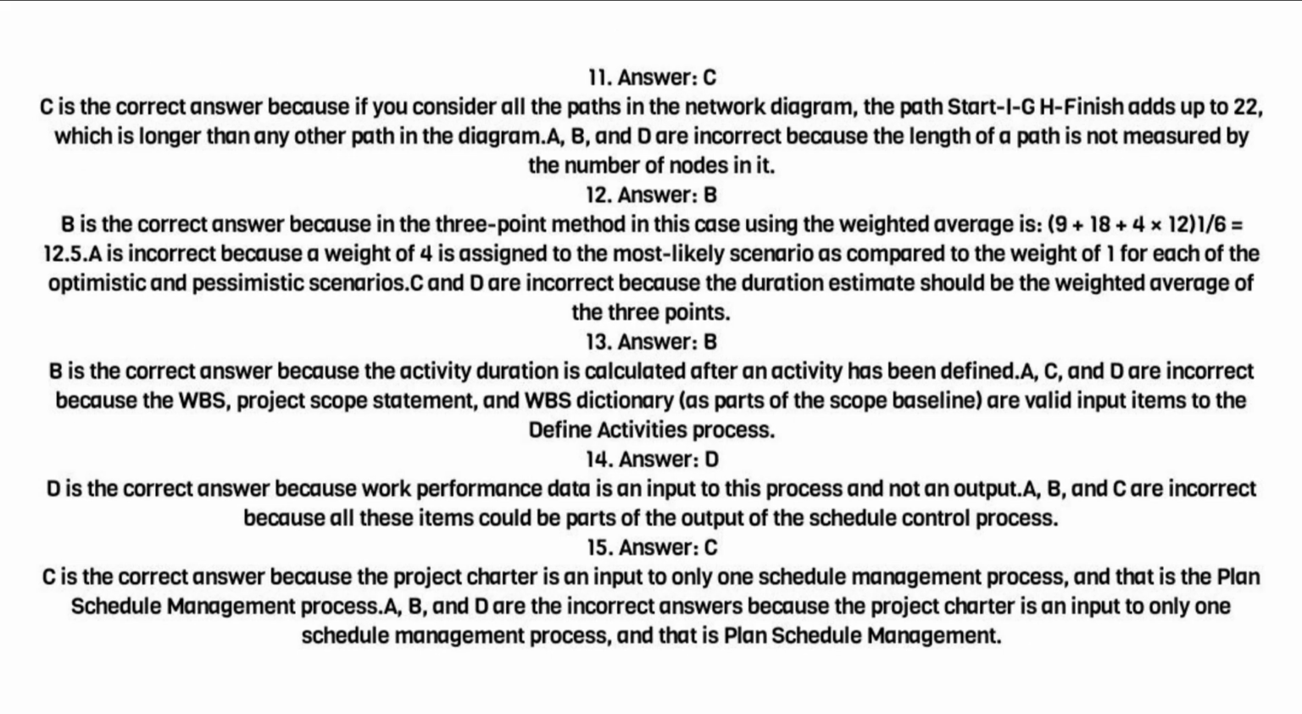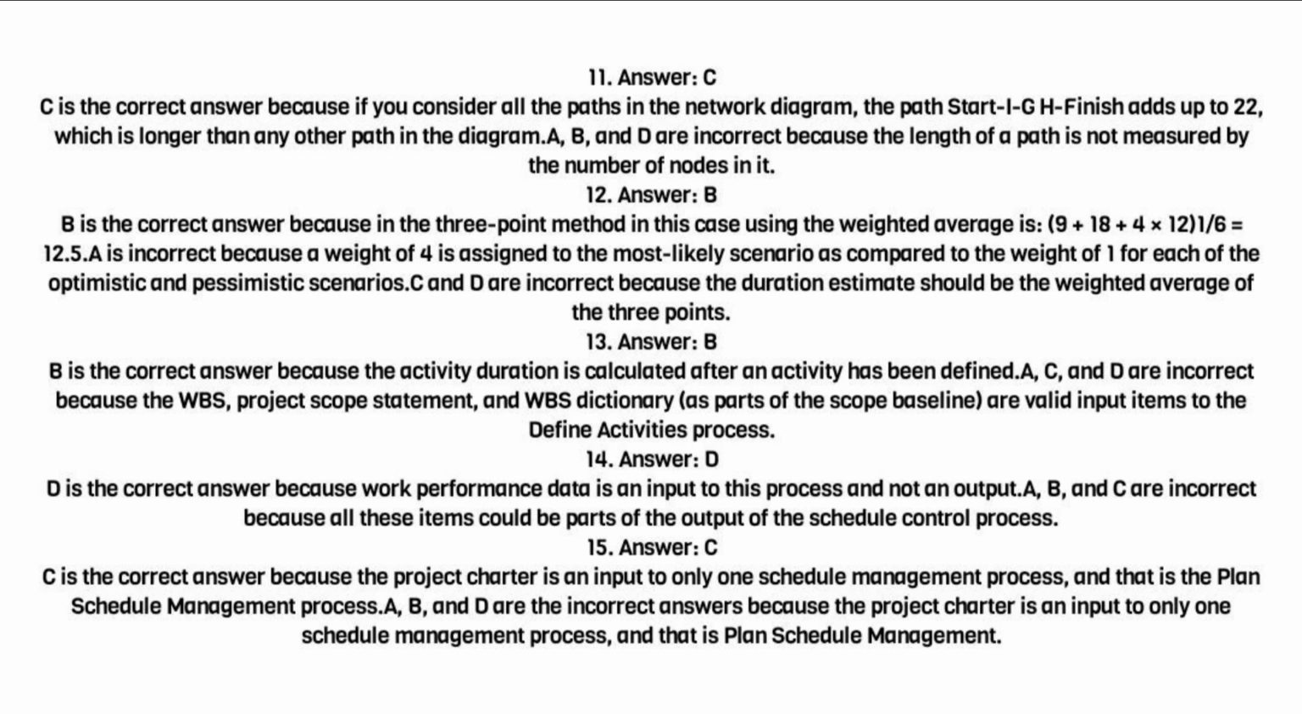11. Answer C. C is the correct answer because if you consider all the paths in the network diagram, the path start-I-G-H-finish adds up to 22, which is longer than any other path in the diagram. A, B, and D are incorrect because the length of a path is not measured by the number of nodes in it.